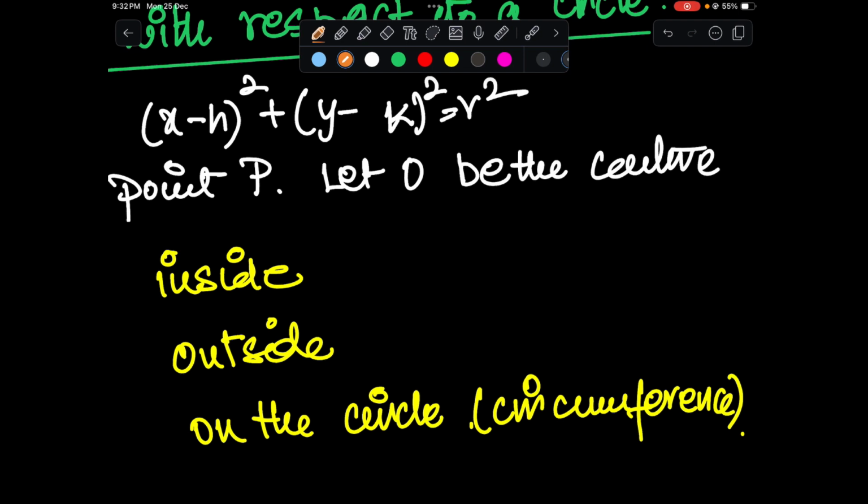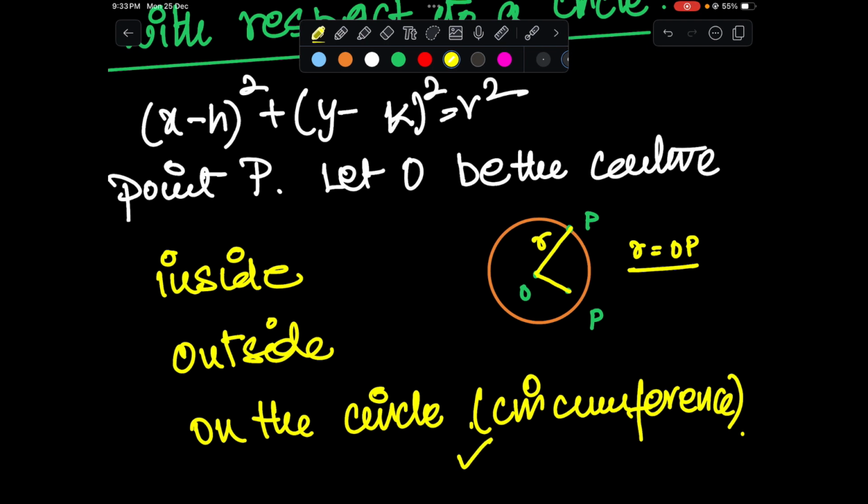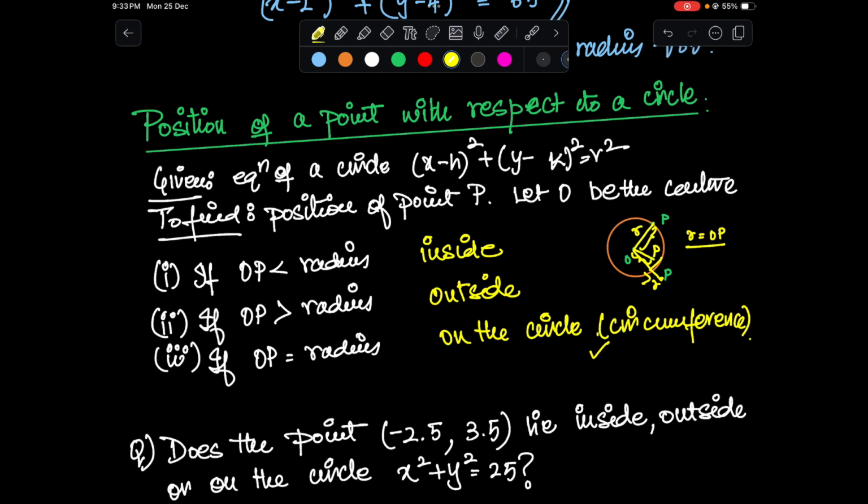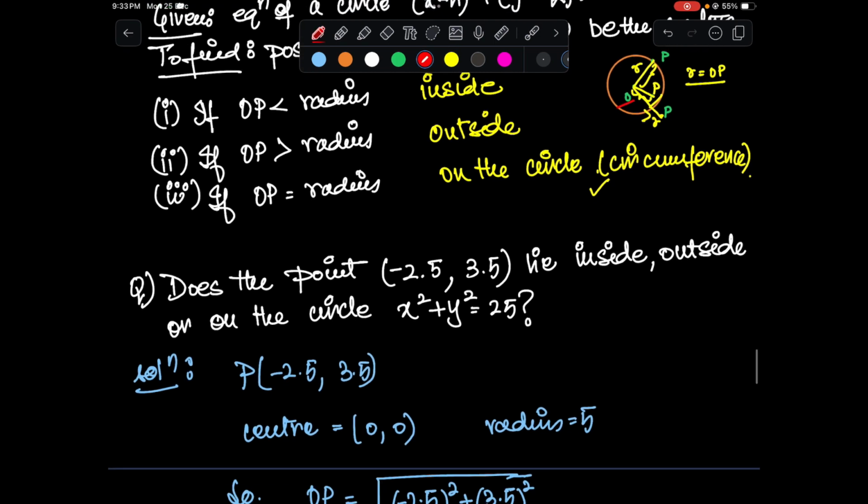Let me draw it for you again. Consider this is the circle. Here, this is the center that we have, O. Let us say one point is here and another point is here. Now when I find the distance, this is my radius. If the radius is equal to the distance, that means it's lying on the circumference. But if this is the point, and if this distance is less than the radius, that means it is inside. Similarly, if this distance is more than r, that means it's outside. That's what is being said. So for finding this, you for sure need the center coordinates, and then you need the radius.